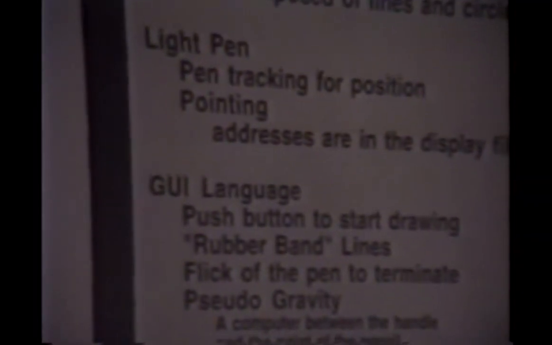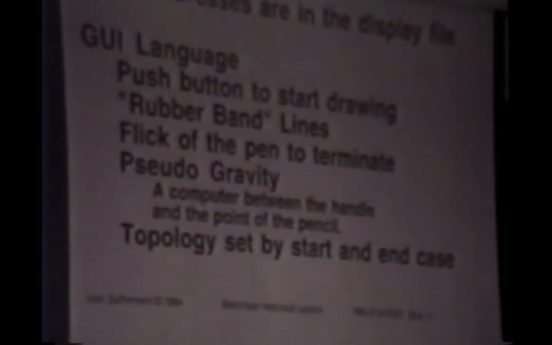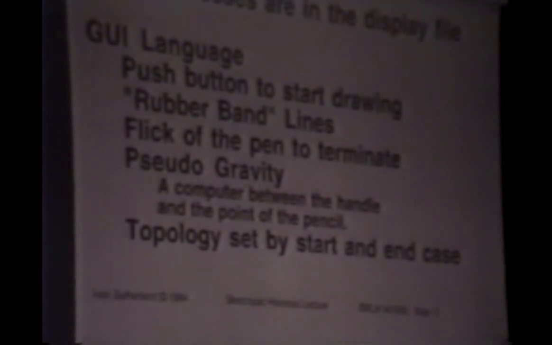I talked about the light pen being used in two different ways. And the language that I evolved, and it really was evolved, because I tried a lot of different things to see what felt good and what didn't feel good, had some features which have lasted till this day. One of them was the notion of rubber band lines. You'll see that in the movie.